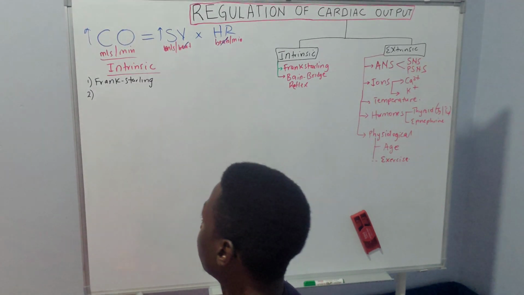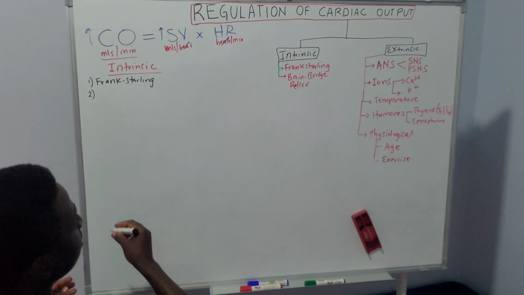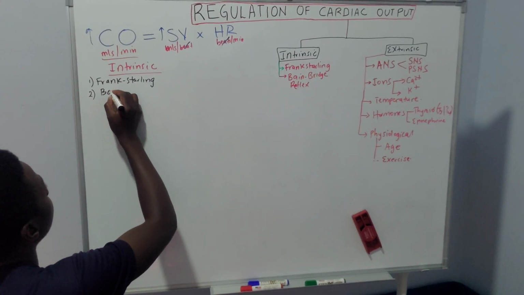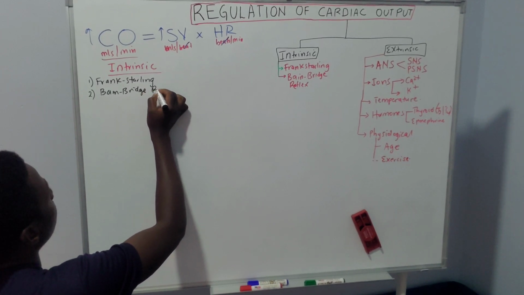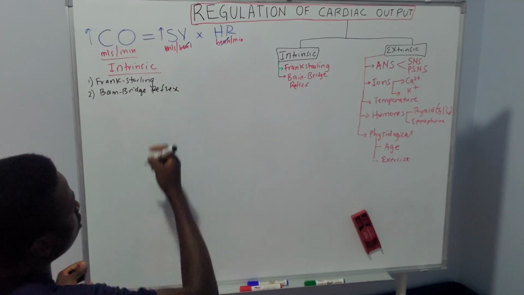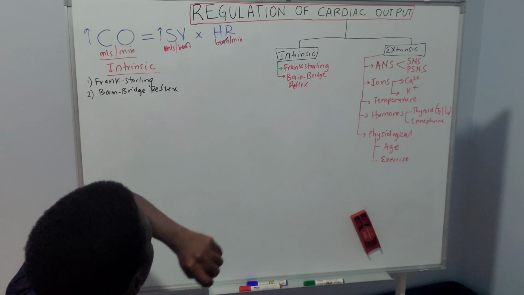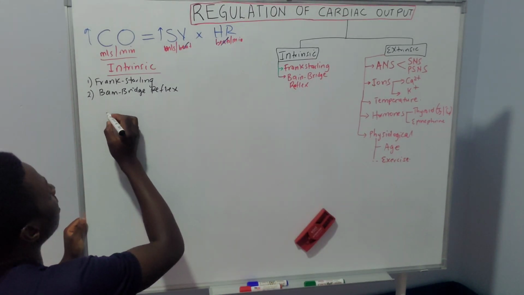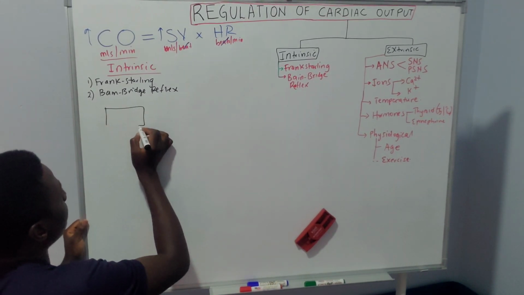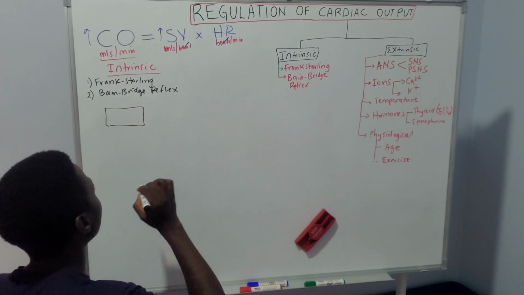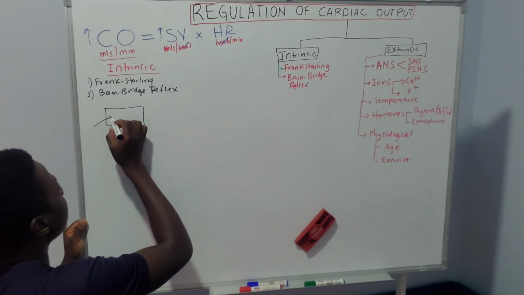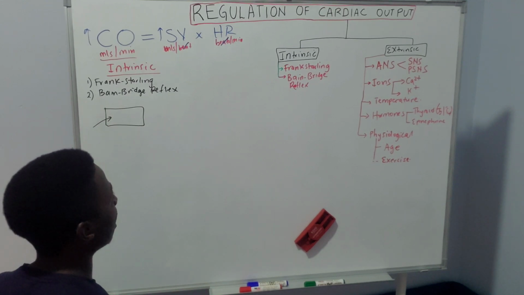So now we're done with the Frank-Starling mechanism. Let's look at the Bainbridge reflex or mechanism, okay? So this also plays an intrinsic role in regulating the cardiac output. In the Bainbridge reflex, there are volume receptors found within the atria, especially on the right side, that detect changes in volume in the venous return.